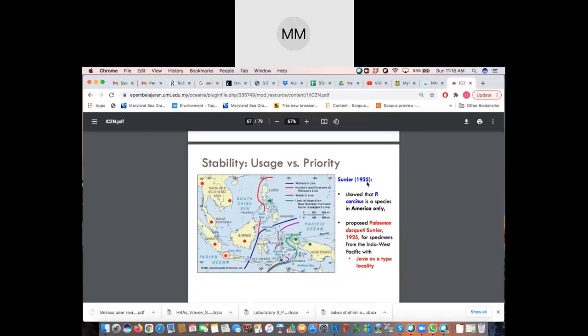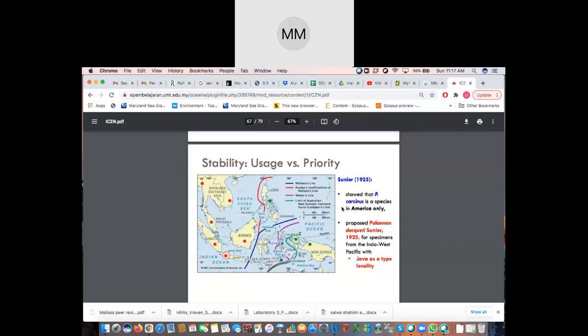Then we have Sanya in 1925 who came into the scene. Now he showed that P. carcinus is a species of America only, so it's not in reference to the two different kinds. So now Sanya proposed that Palaemon dacqueti.